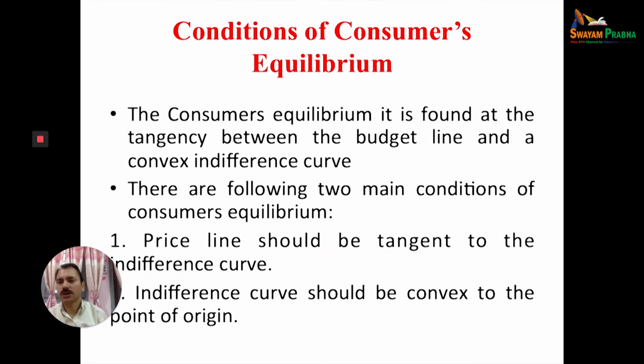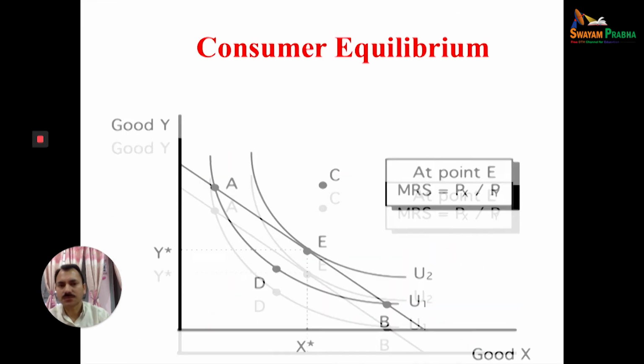Consumer equilibrium. The consumer doesn't want to change his position. Consumer is getting maximum satisfaction from his given income, and the point where the budget line is tangent with the indifference curve is called consumer equilibrium. Let us see with the help of a diagram.